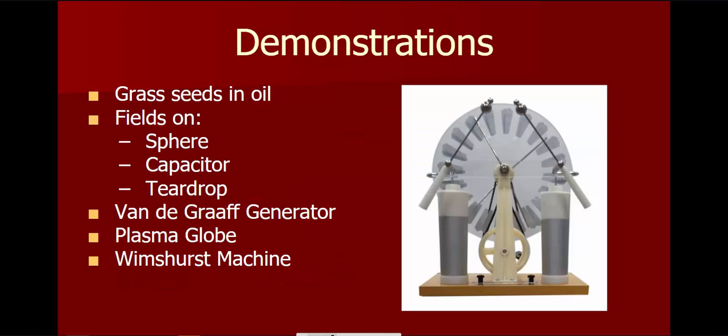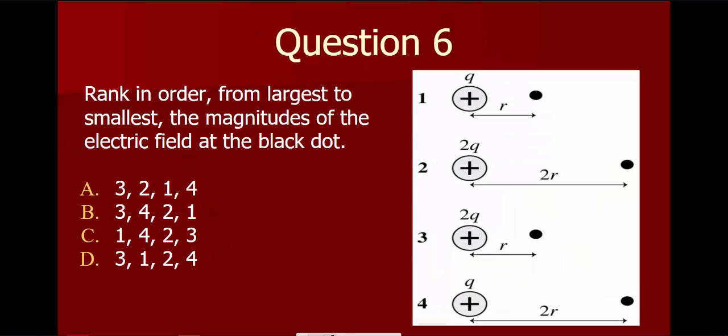Demonstrations, we did some of these already, we'll do some more. Ranking order from largest to smallest, the magnitude of the electric field at the black dot. We had a similar problem like this when we were doing the courses. This is just electric field, so you don't need two charges. We're just looking at the electric field at the dot. So what do y'all think?